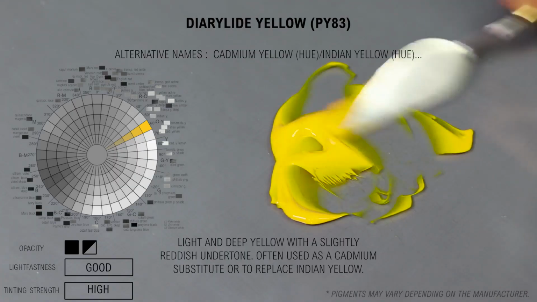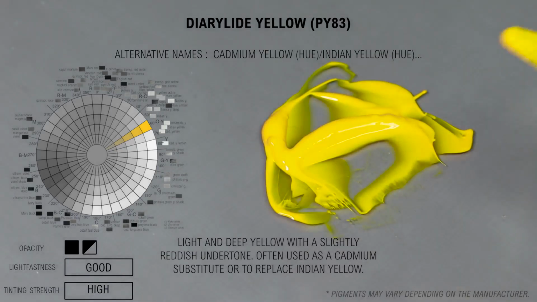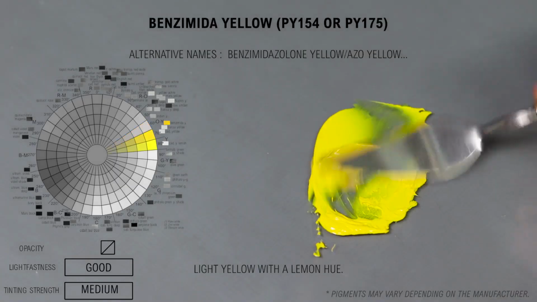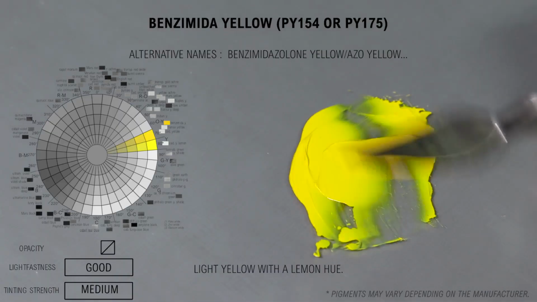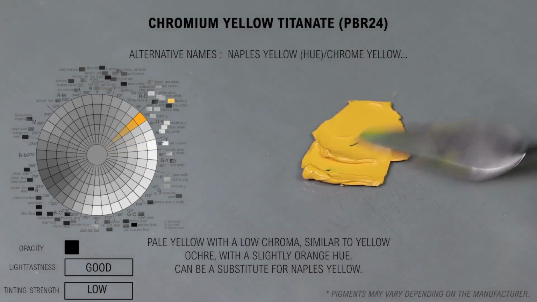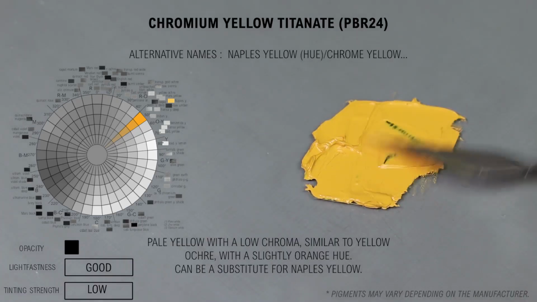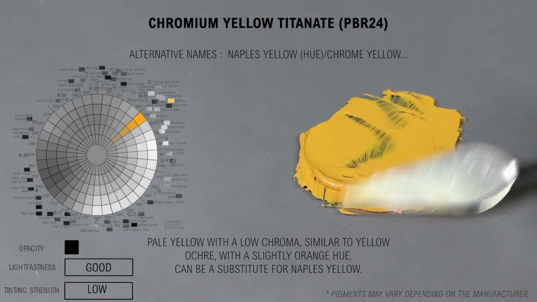Diarylide yellow is a light and deep yellow with a slightly reddish undertone. It's often used as a cadmium substitute or to replace Indian yellow, which was originally made by warming the urine of Indian cows fed on mango leaves. Benzimida yellow is a light yellow with a lemon hue. It blends well with greens and oranges. Chromium titanate yellow is a pale yellow with a light enough chroma and a slightly orange hue. It can be a good substitute for Naples yellow.